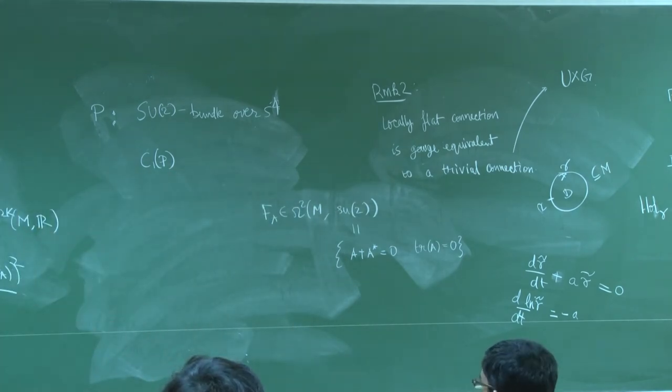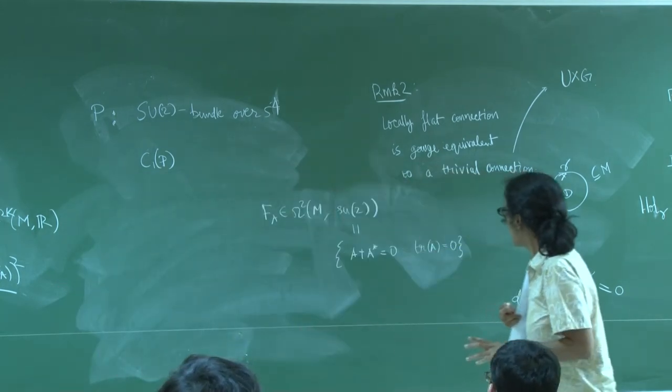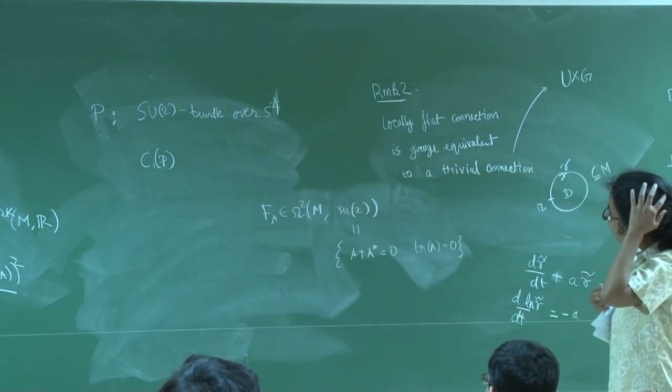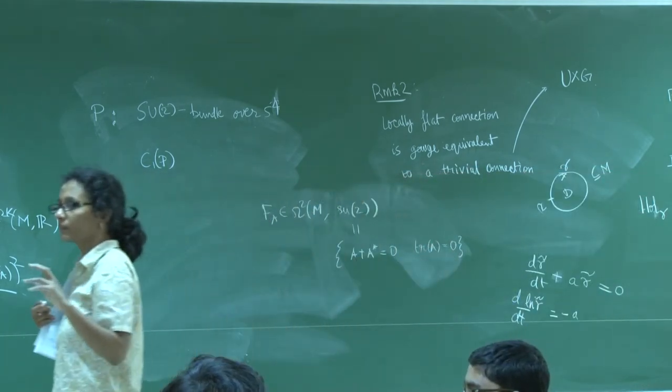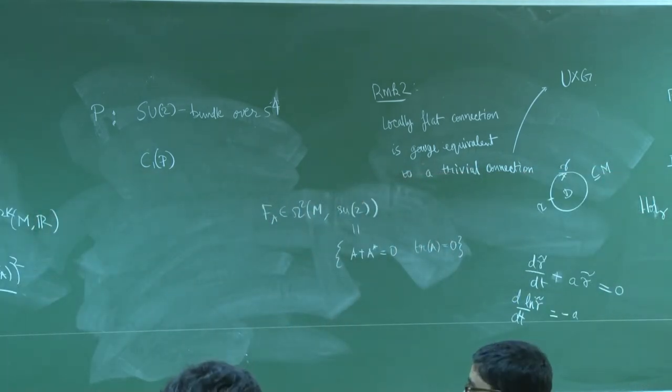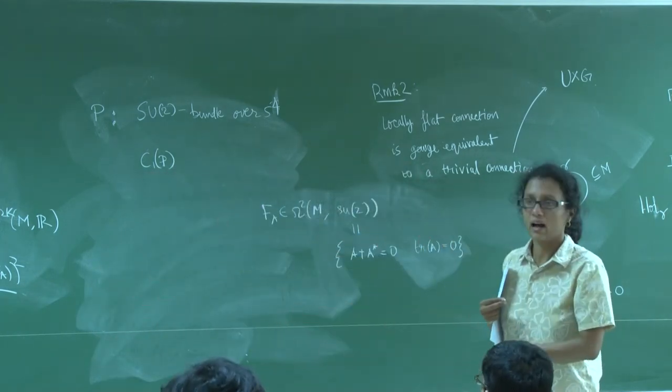I see, yes. So the top exterior power is trivial, so the Chern class is 0. Exactly. So C1 is 0. Yeah, that's another way of seeing it. But let me not write that down.